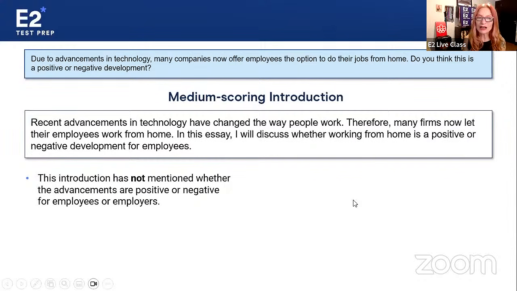Now, the introduction has not mentioned whether the advancements are positive or negative for employees or employers. So that's the connection: are the advancements positive or negative for the employees and employers? The position is not clear.